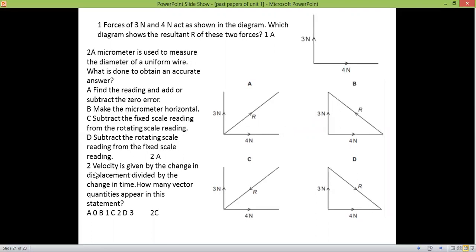Next is, velocity is given by the change in displacement divided by change in time. How many vector quantities appear in this statement? There are three physical quantities given: velocity, displacement, and time. Among these, velocity and displacement both are vector quantities. So two quantities are given. So the correct option is C, 2.